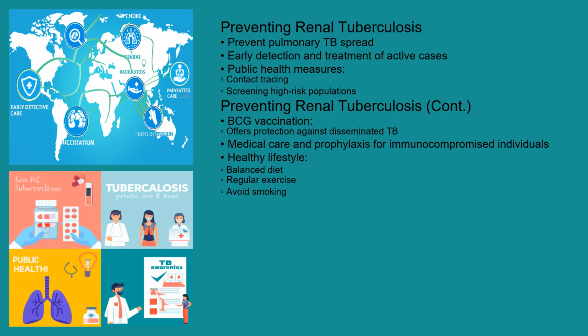BCG vaccination, while primarily used to prevent severe forms of TB in children, can offer some protection against disseminated TB, including renal TB. Individuals with HIV or other immunocompromising conditions should receive appropriate medical care and prophylaxis to prevent TB infection. Maintaining a healthy lifestyle, including a balanced diet, regular exercise, and avoiding smoking, can also help strengthen the immune system and reduce the risk of infection.